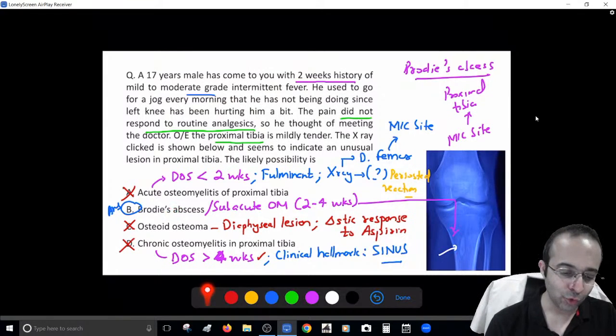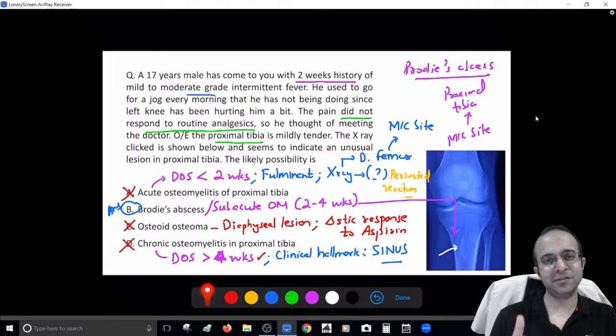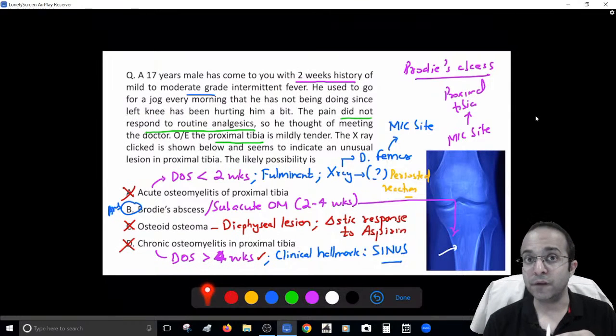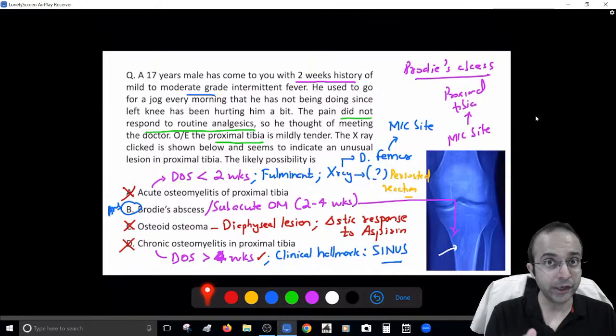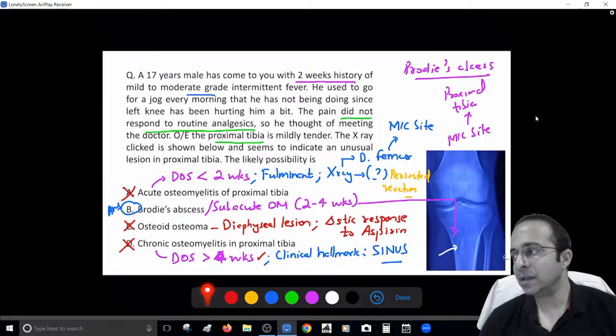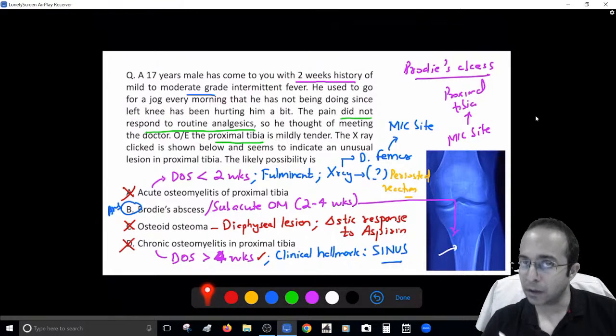And then no response to analgesics. How can it be? Because infections would need antibiotics, not analgesics, or abscesses would need drainage. So drainage is what is required for this case. So this is classically a case of Brodie's abscess. It's a contained abscess.